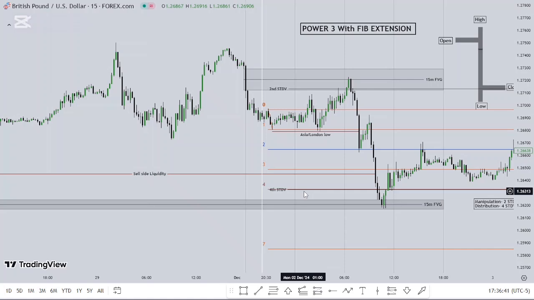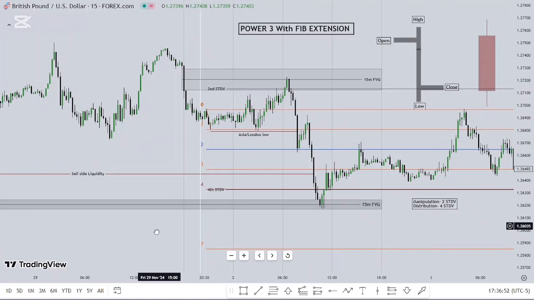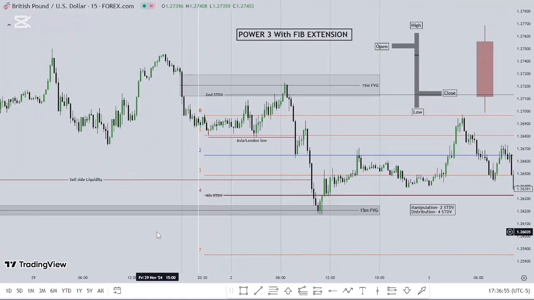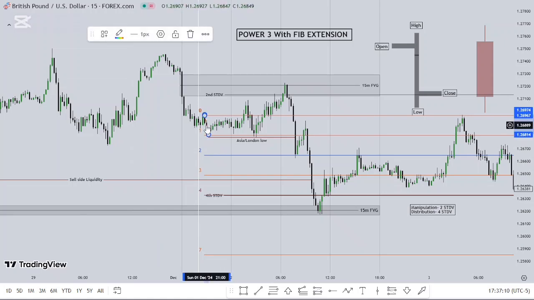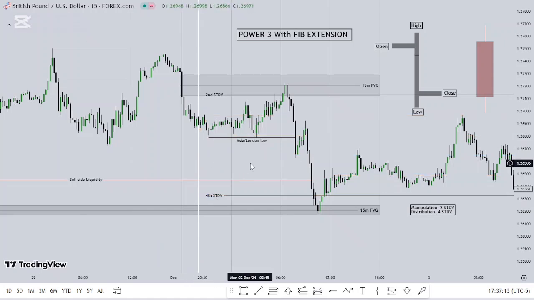Then below the fourth deviation or the second deviation, there has to be a PD array, which is probably a fair value gap, but in this case, it can also be an order block. It can also be a new day opening gap, new week opening gap, depending on the PD array that you have below the fourth standard deviation, or the one that you have on the second standard deviation for manipulation. I'm just gonna remove this because I've marked the fourth standard deviation, which is here. So this fib extension is not a Fibonacci, it's a fib extension.